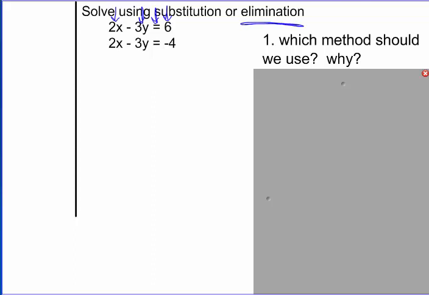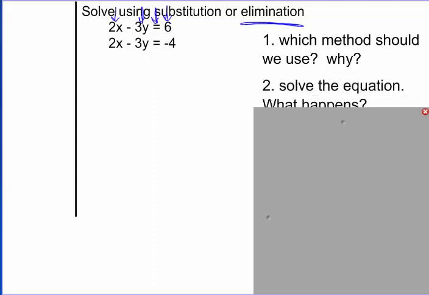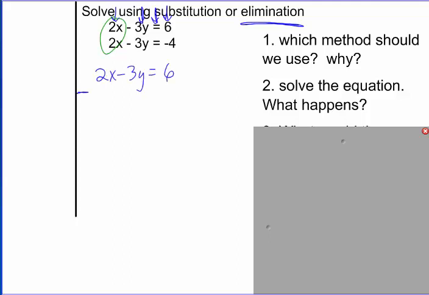Okay, so we can use elimination. You might have to do some multiplying to get there, but usually it's the most convenient. Okay, so we're going to use elimination for this. So let's solve the equation and see what happens. Since my x variable right here has the same number in front, I'm going to subtract the two equations. So the 2x minus 3y equals 6 minus the equation 2x minus 3y equals negative 4. So I'm going to rewrite them. The top equation, I'm not doing anything to that one, so I'm just going to rewrite it.